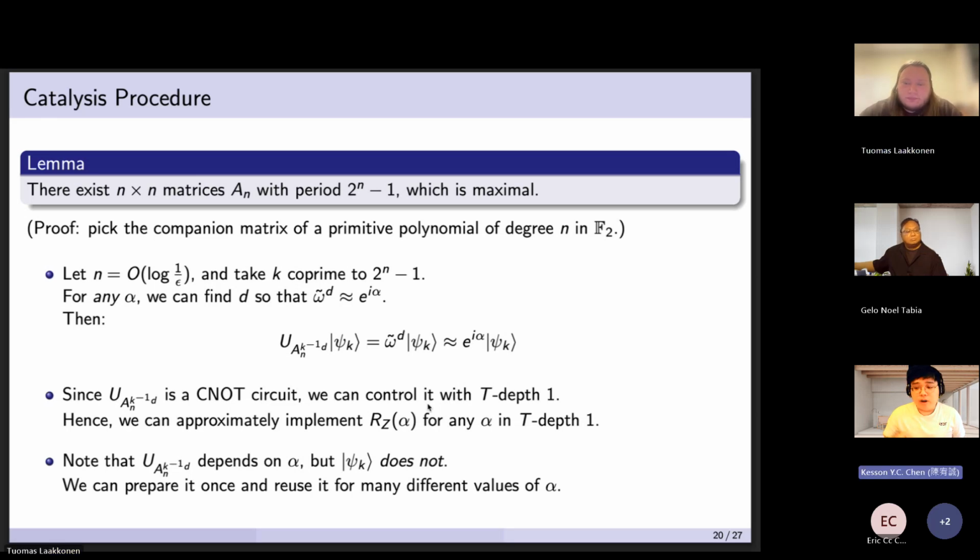But picking it is itself not NP-hard, or no? Yeah, it's the same as constructing a finite field of order 2 to the n, and people in number theory have methods for doing this. Okay. Yeah. Thank you. I think that's all my questions.